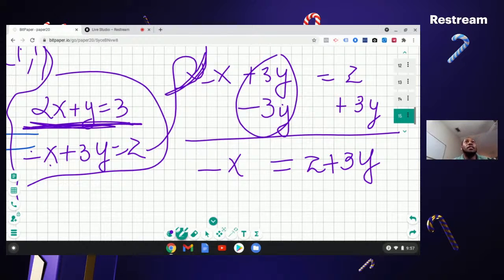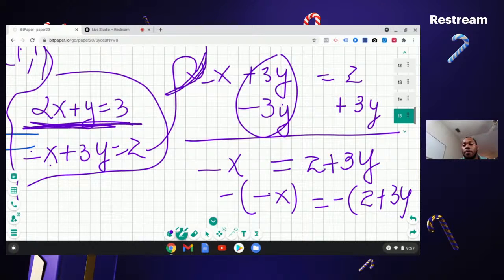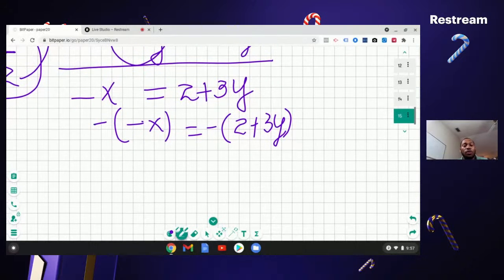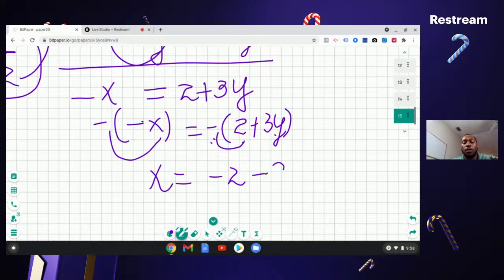So I have a value for negative x. I'm looking for a value for x, correct? So what do I need to do? Multiply each side of the equation by -1. So -1 times negative x, and on that side I multiply -1 by 2 minus 3y. Negative x gives me x. Then you distribute the negative sign over the terms in the parentheses: -2, and negative times negative 3y gives me plus 3y.